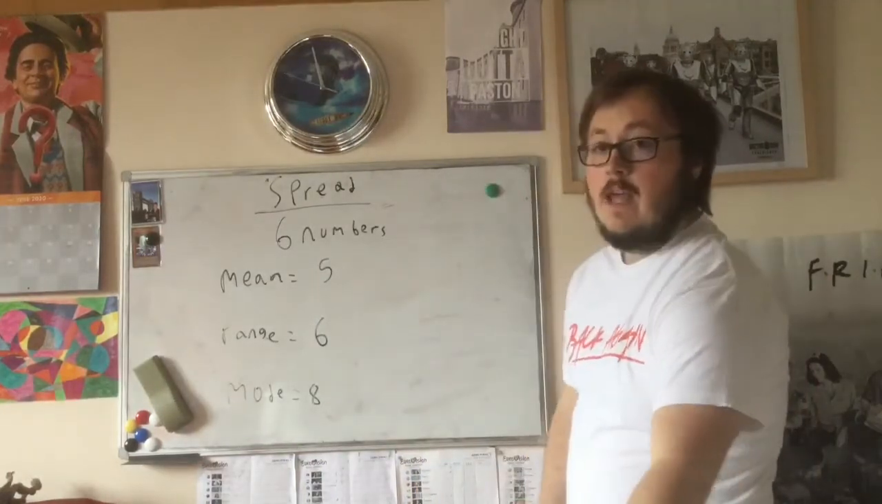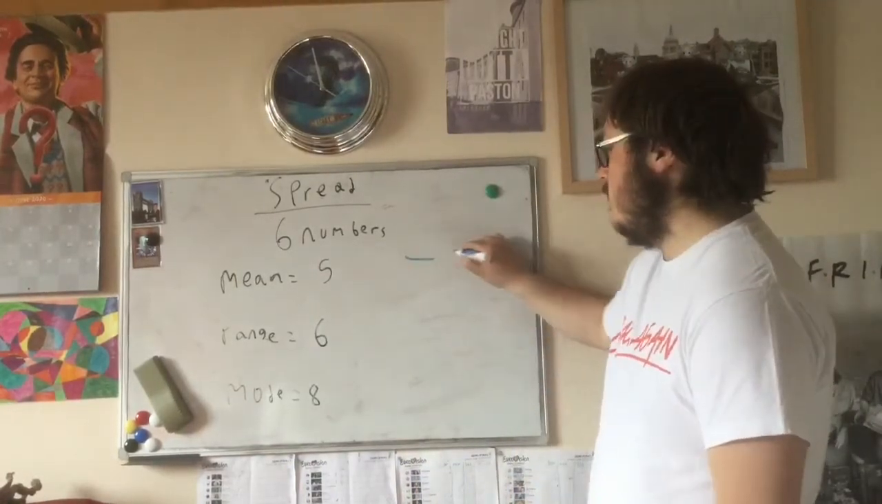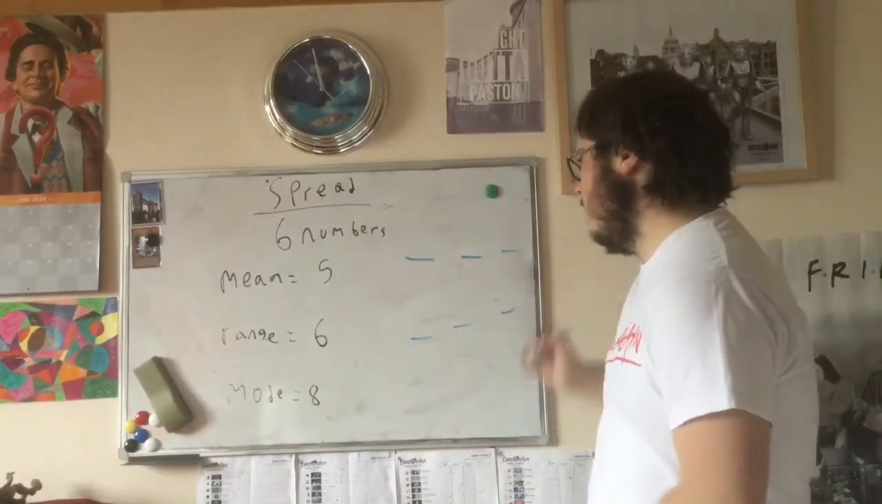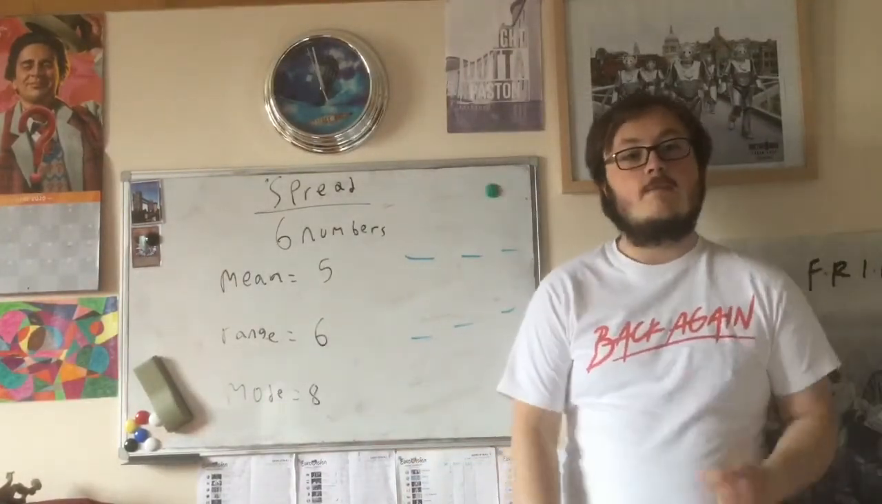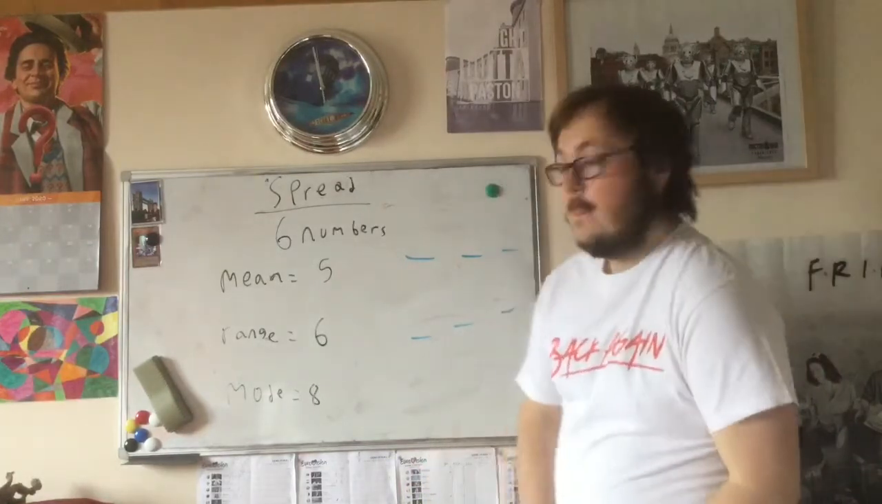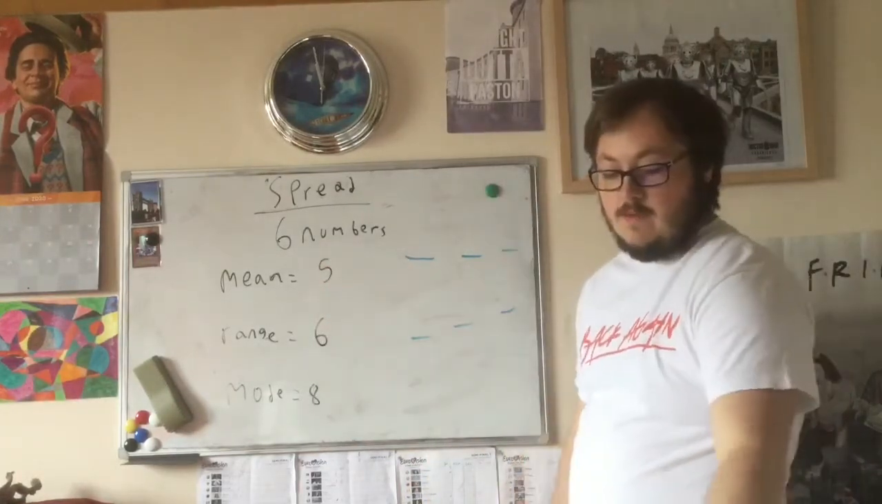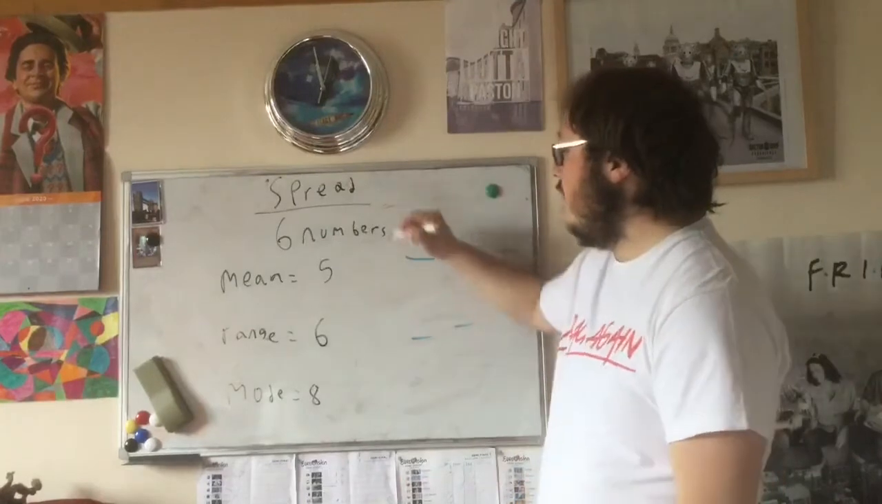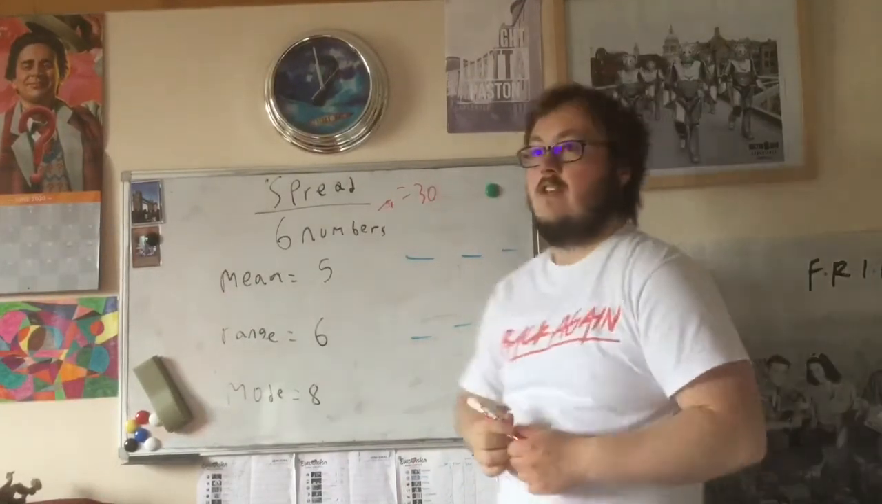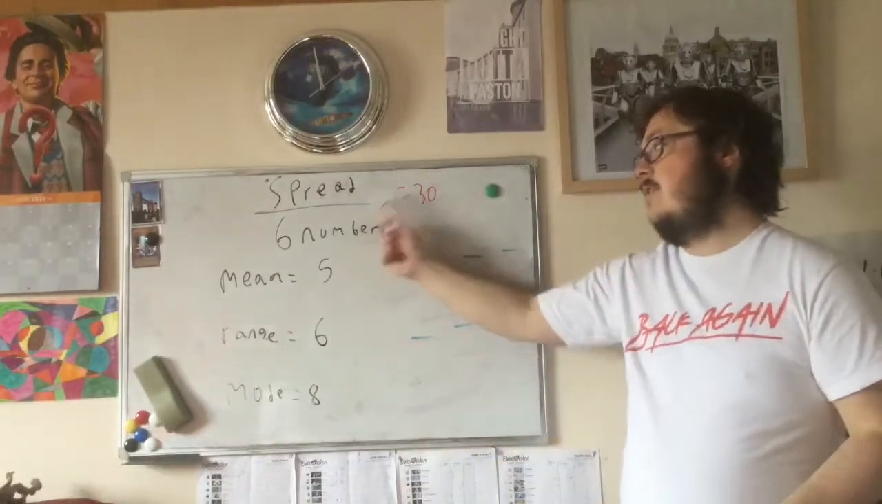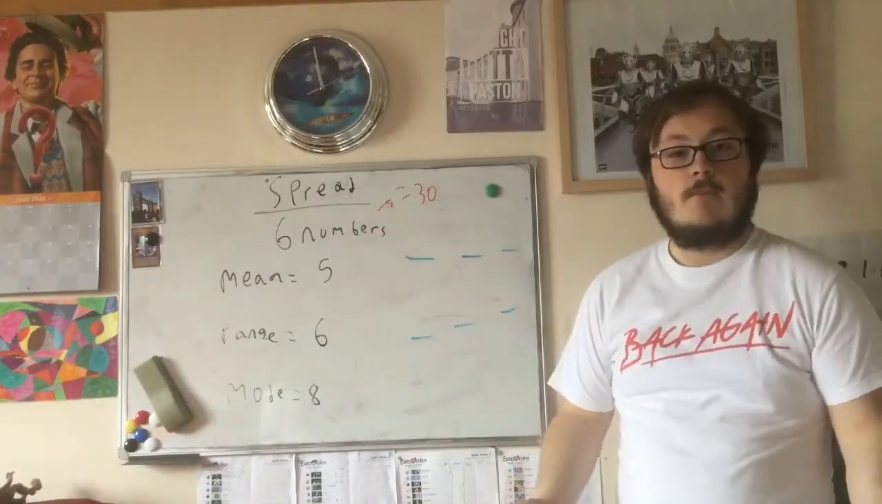Now, the first thing we have to do to find this, let me just do these gaps here so we know we have 6 numbers to fill, is find out what they must all add up to ensure we get a mean of 5. Well, if we have a mean of 5 and there's 6 numbers, we have to multiply it so we know that all of these numbers have to add together to get 30. Because then you reverse it, 30 divided by 6 gets us 5, which is our mean.